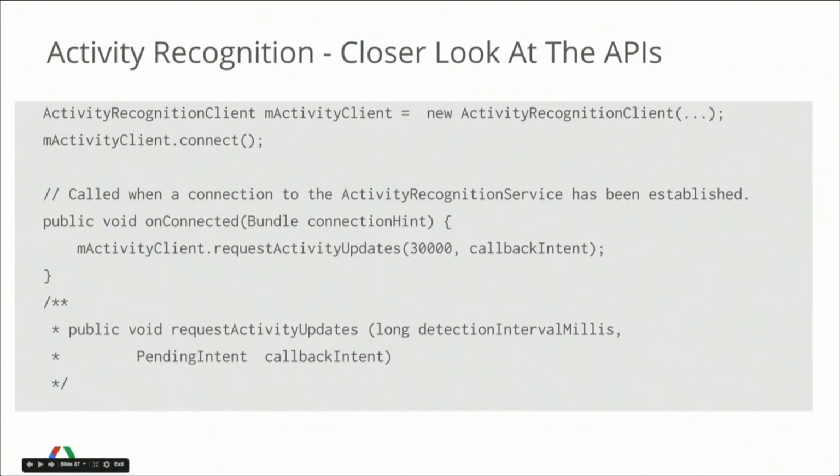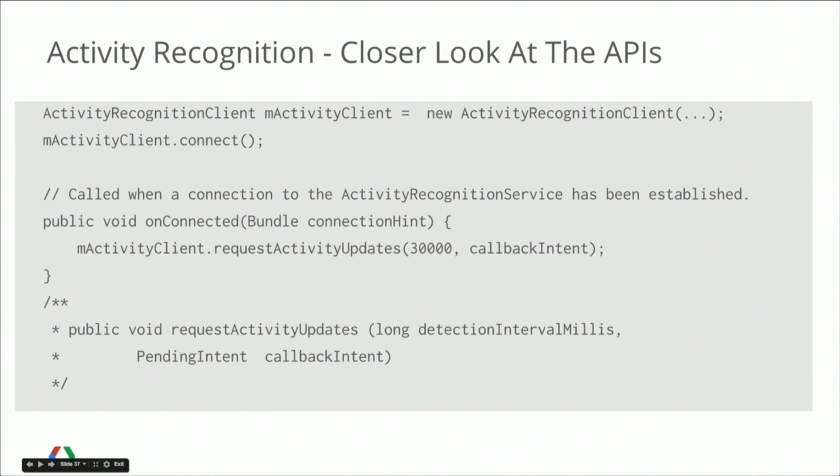All right. The demos look great. But how do you use it in your app? That's why we have this slide to have a closer look at the APIs. You create a new instance of the activity recognition client. Call connect on it. When the callback comes, you get on connected. Again, just one API. Request activity updates.